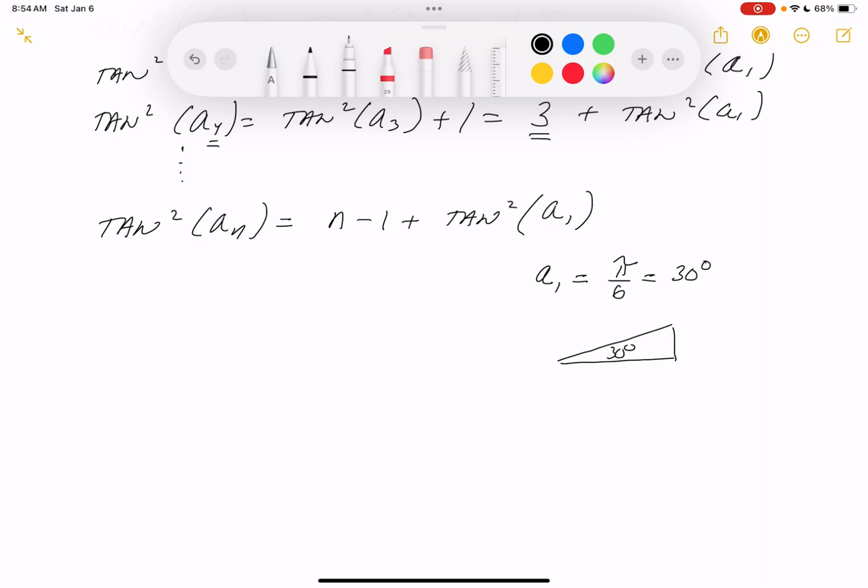That's 30 degrees. That'll be 1, that's 2, that's root 3. So what's this really equal to? It's n minus 1 plus the tangent, which is 1 over root 3 squared, so 1/3. All right, so write this down.